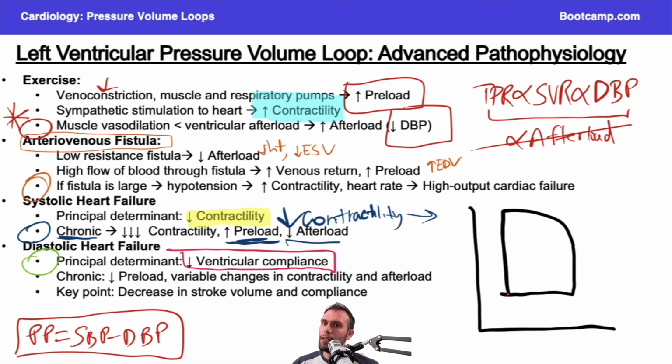And so what happens is you get this decrease in the compliance, and then you get a decrease in end diastolic volume. The decrease in end diastolic volume, right, you can see here, is because of the decreased preload. The curve that's sloping up, or it's going to exist at a higher level, that's due to the decrease in the compliance.